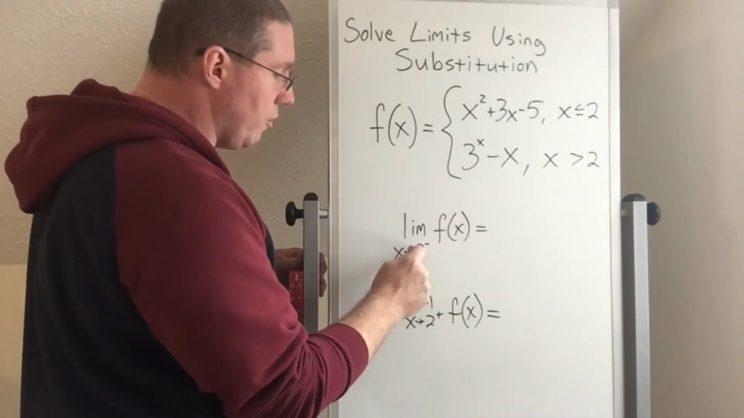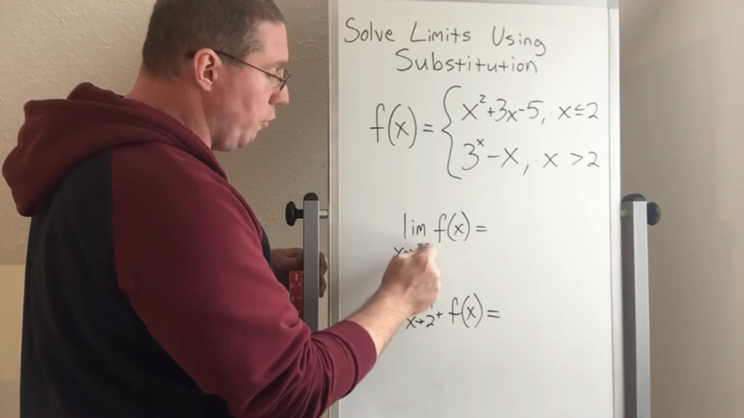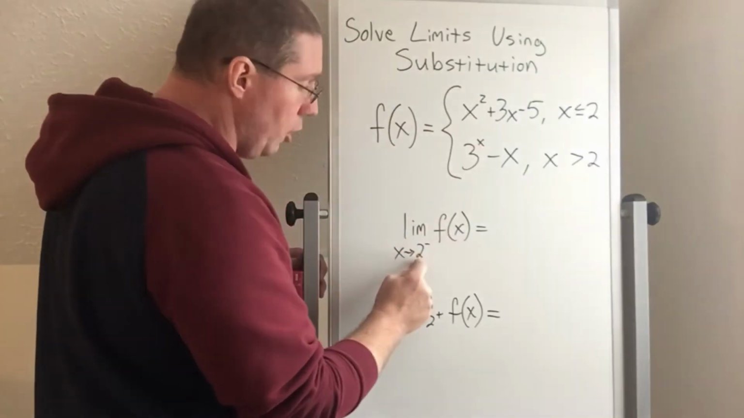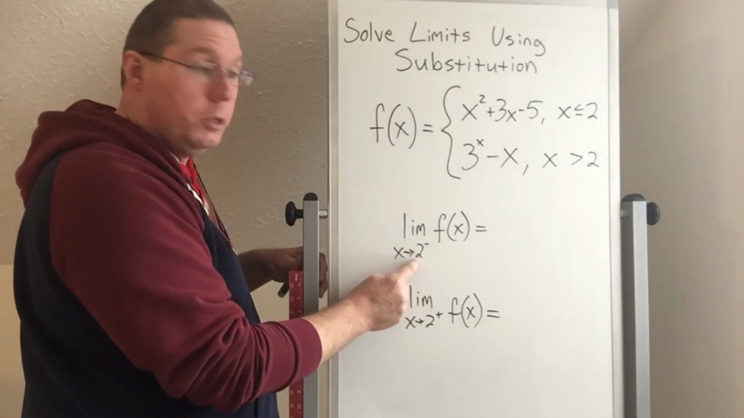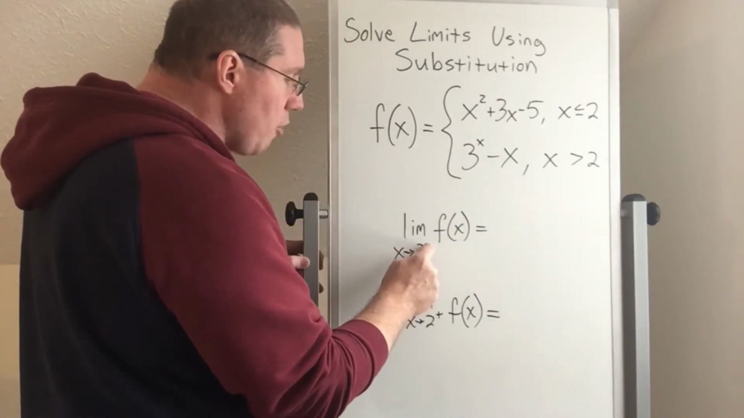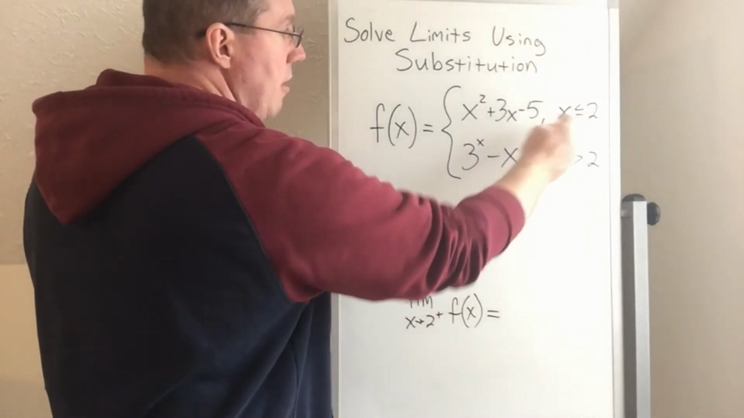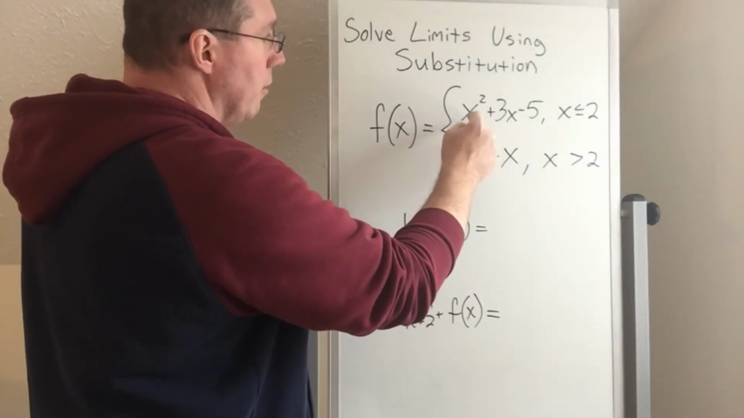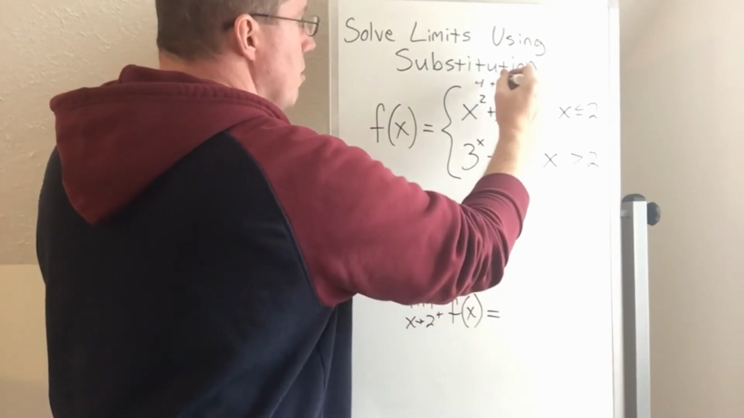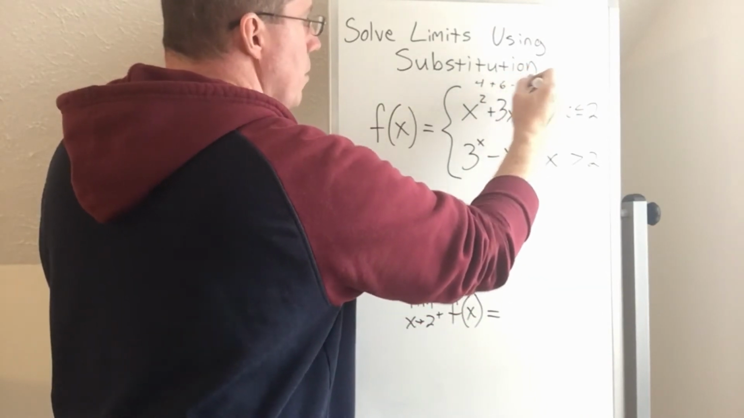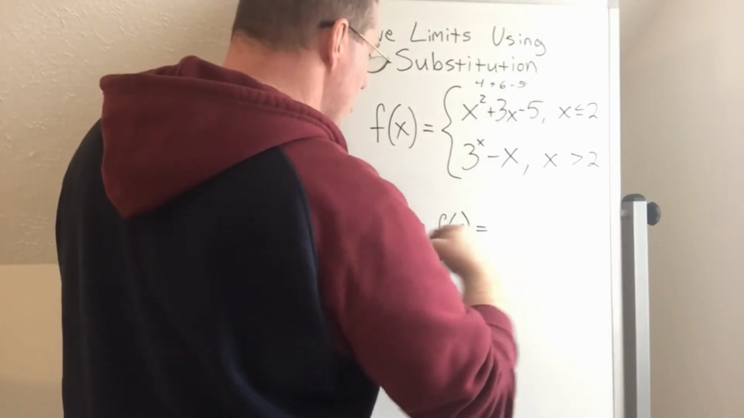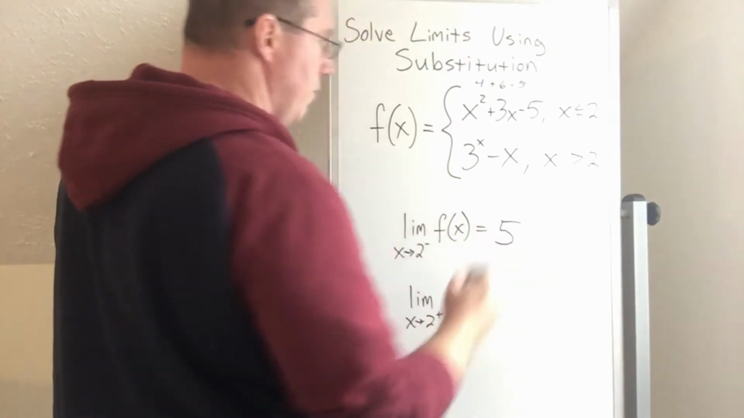So to find the answer as x approaches 2 from the left, because we're using substitution, we're just going to substitute in the number 2 into the function f of x in the piece that has all the numbers that are less than 2. Well, here's the less than 2 piece, so just put a 2 in here. 2 squared is 4, plus 3 times 2 is 6, minus 5. 4 plus 6, that's 10, minus 5 is 5. So the answer to this limit is 5, okay?